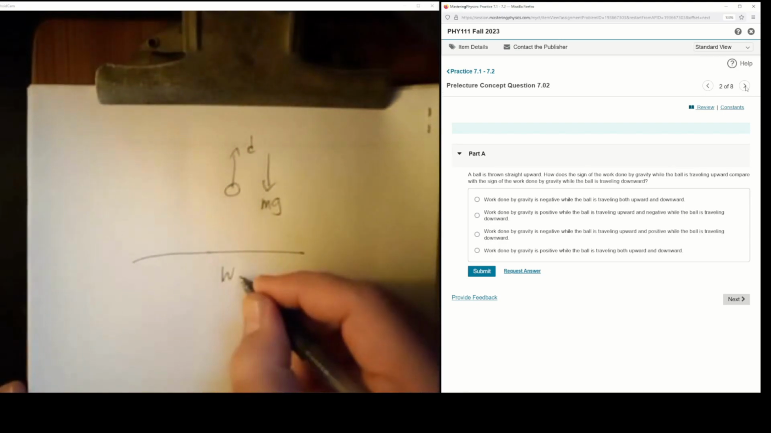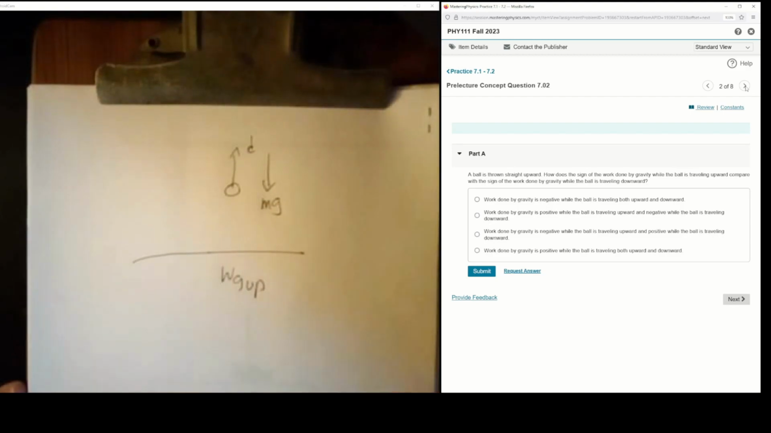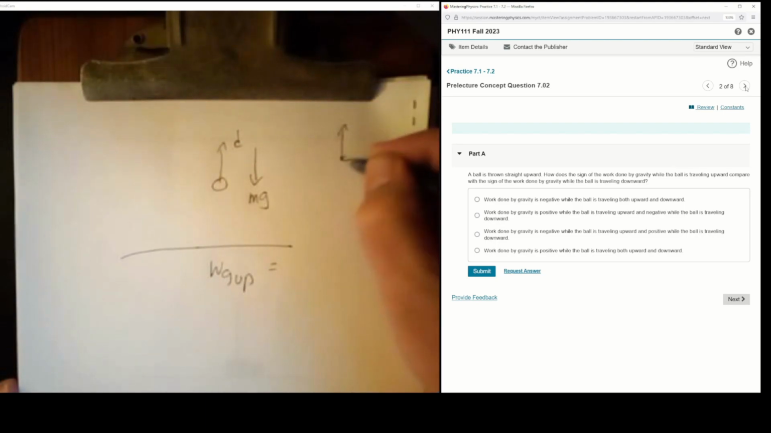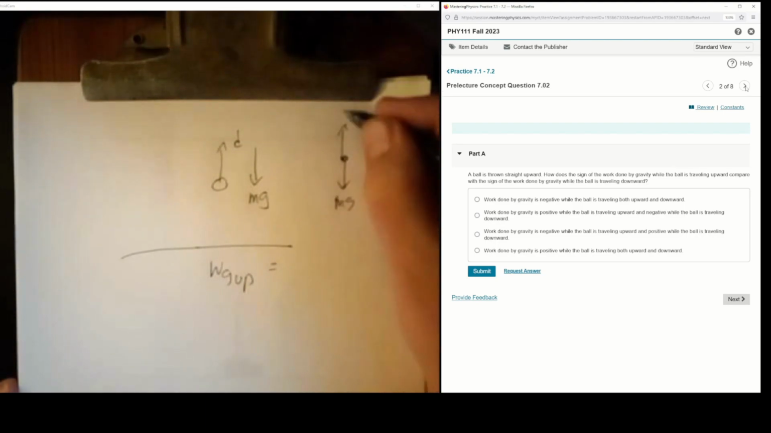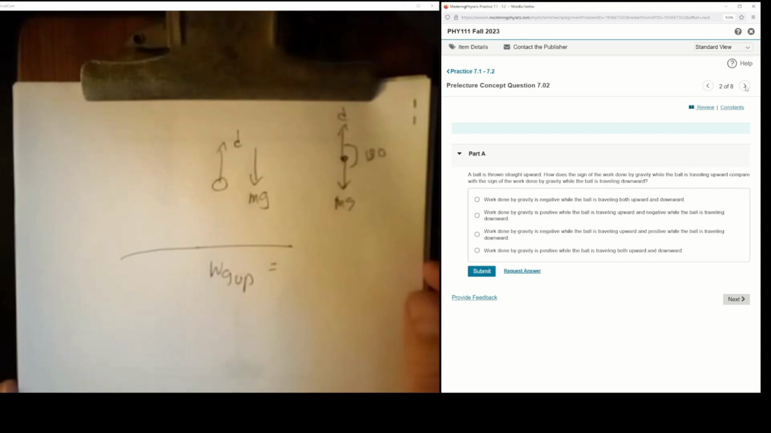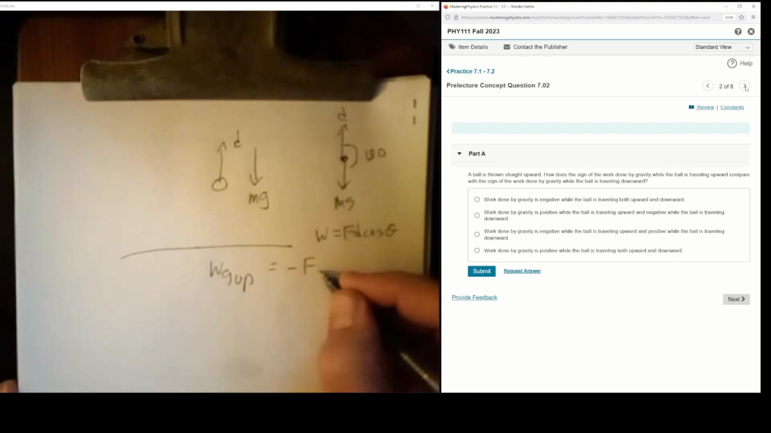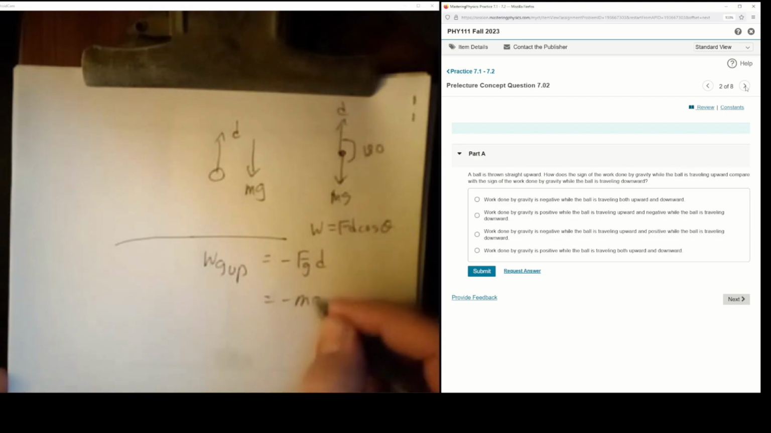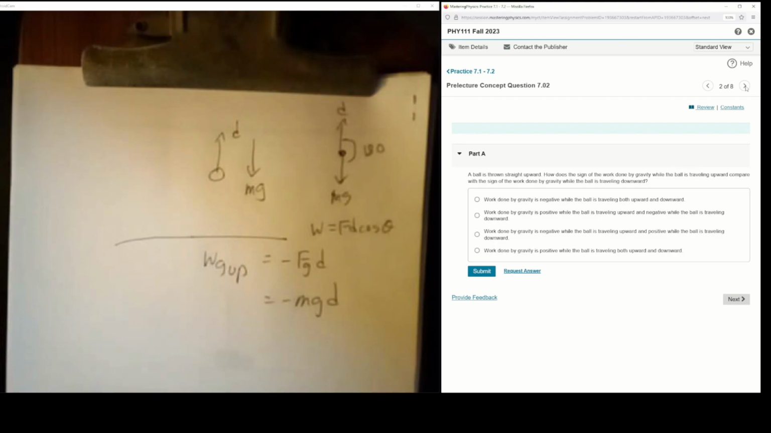So the work done by gravity, I'll call this going up, is going to be, connecting these tail to tail, there's 180 degrees between these vectors. And our formula is F d cosine theta. So the angle between them is 180. Cosine 180 is minus, so we get a minus force of gravity times displacement. And our force of gravity is mg. And so that's the work done by gravity as it's going up.